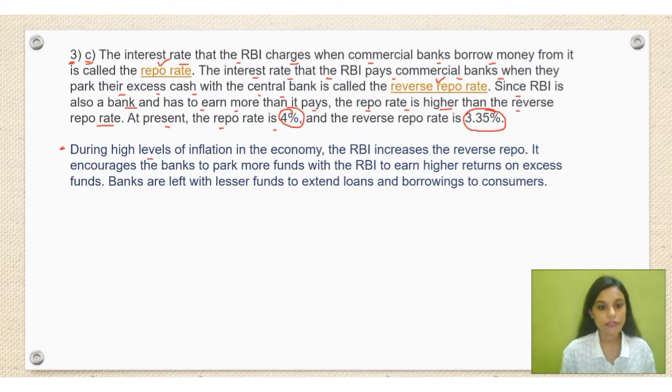During high levels of inflation in the economy, the RBI increases the reverse repo rate. So talk about its context with the inflation. Okay, when inflation is there, what happens with the reverse repo rate and with the repo rate? It encourages the banks to park more funds with the RBI to earn higher returns on excess funds. Banks are left with lesser funds to extend loans and borrowings to the customers.